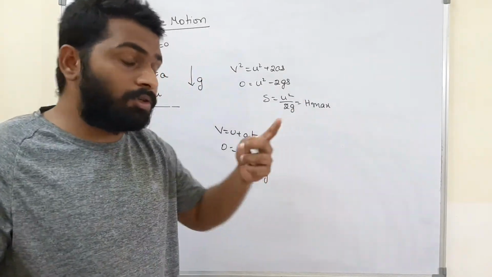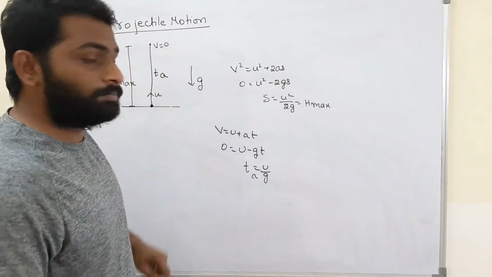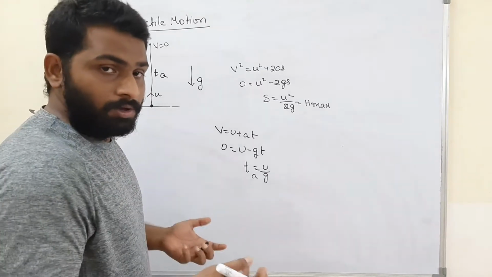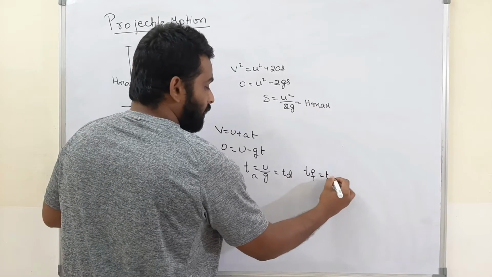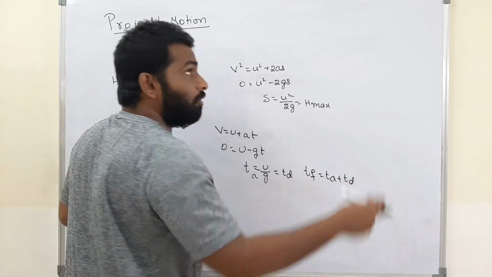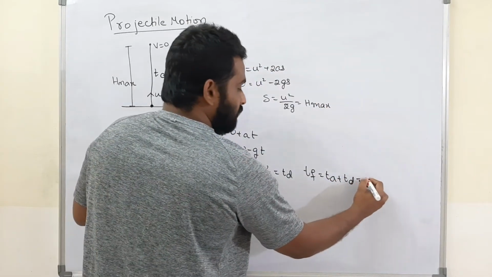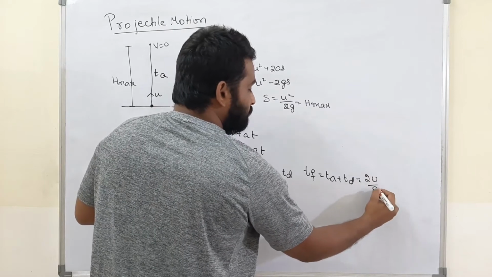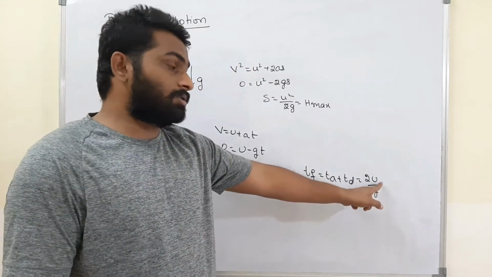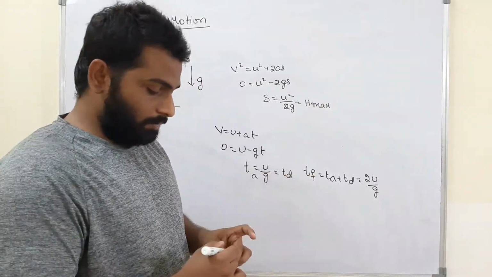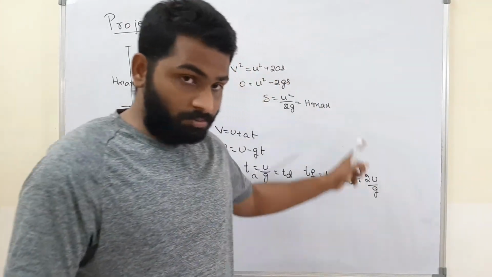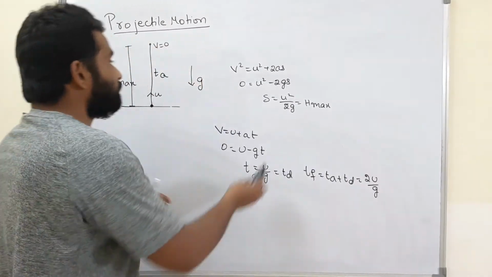Now, what is the time taken by the body to reach from the maximum height to the ground? Both are the same, we have already seen that. Therefore, it is nothing but the time of descent. Therefore, what is the time of flight? Time of ascent plus time of descent, to go up and to come down, is nothing but 2u by g, that is, 2 into the vertical velocity by g. Now we start the projectile motion. Remember this.